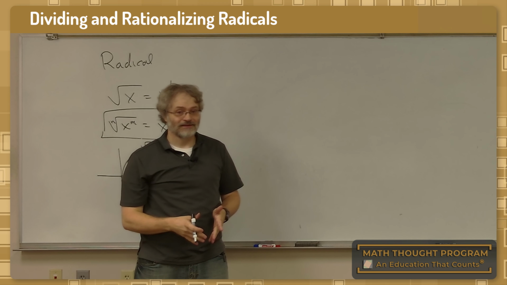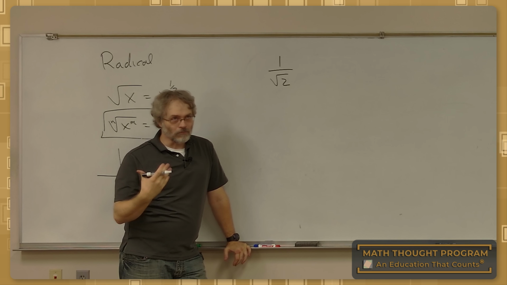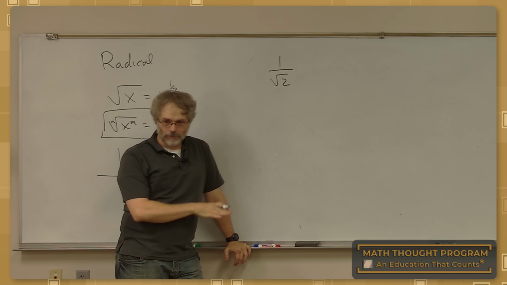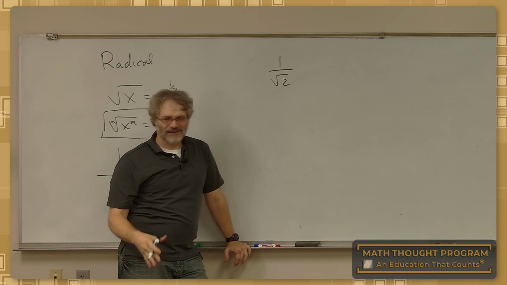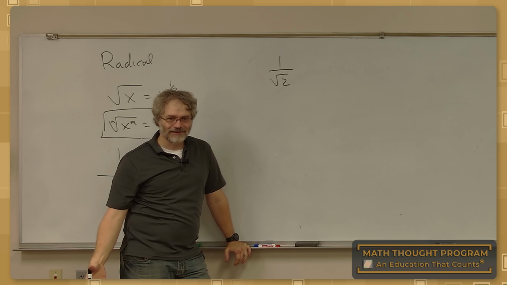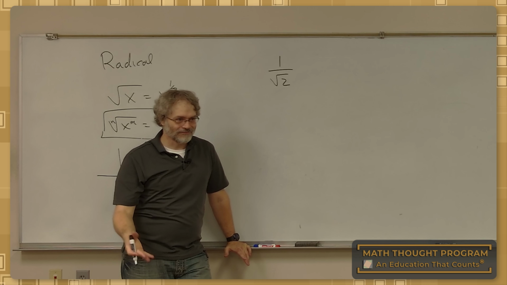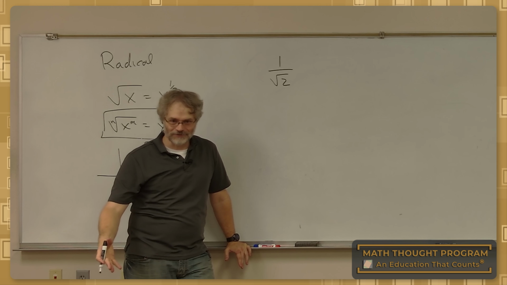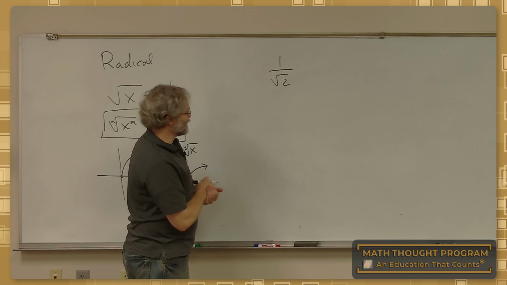Let's say I have 1 over root 2. When I'm dividing radicals, what I'm looking for is a process known as rationalization. It all seems like another bad joke, doesn't it? How do you rationalize a radical? Well, you can't because they're radical. Otherwise, it wouldn't be irrational. All right.